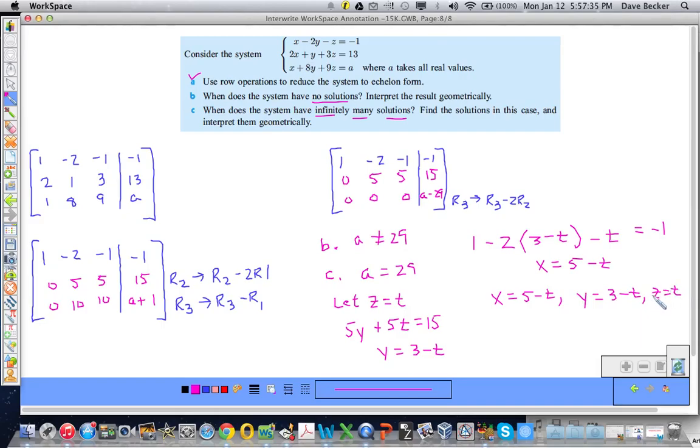In this case, we will have 3 planes which meet in a line because we have 3 parametric equations.